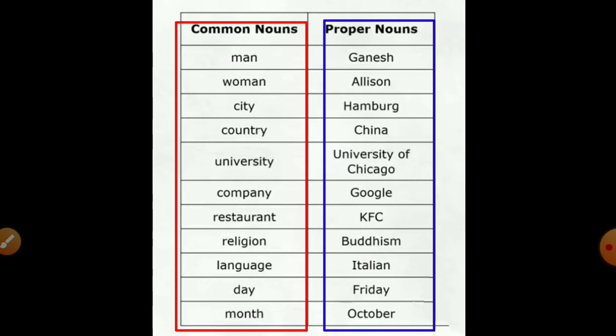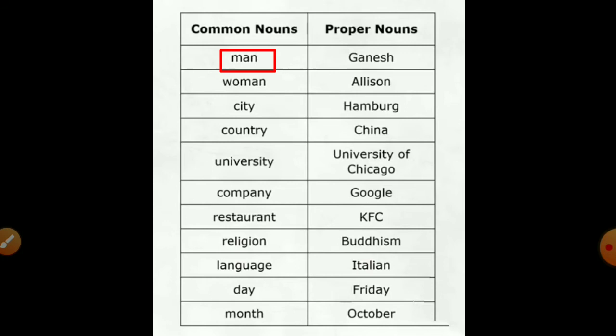Let us take the first example itself. Man. Man is a common noun because it can mean any man. But here Ganesh is the name of one particular individual, right? And the same will happen for the next one. Women. Women is in the same way a common noun. It can be any woman. But Allison is the name of an individual, so a proper noun. The next two, city and country, are common nouns, but Hamburg and China are the names of one city and one country, so proper nouns.